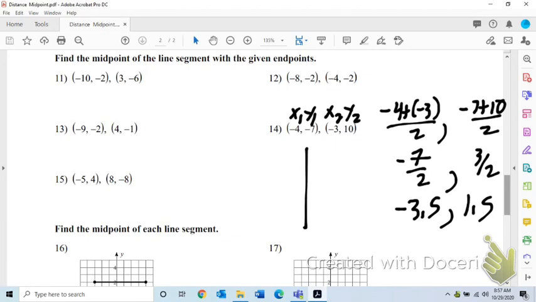Again, if you're not sure whether that works, negative 4, negative 7, negative 3, 10, you quick sketch it, and we have negative 3.5, 1.5, somewhere right around. And that makes sense. So if you just want to kind of sketch it out, eyeball it, make sure everything works, good to go.